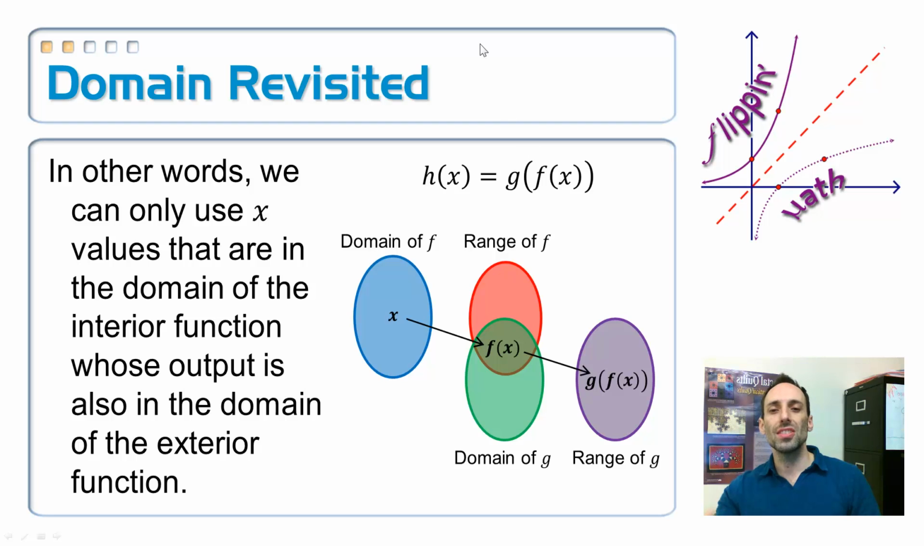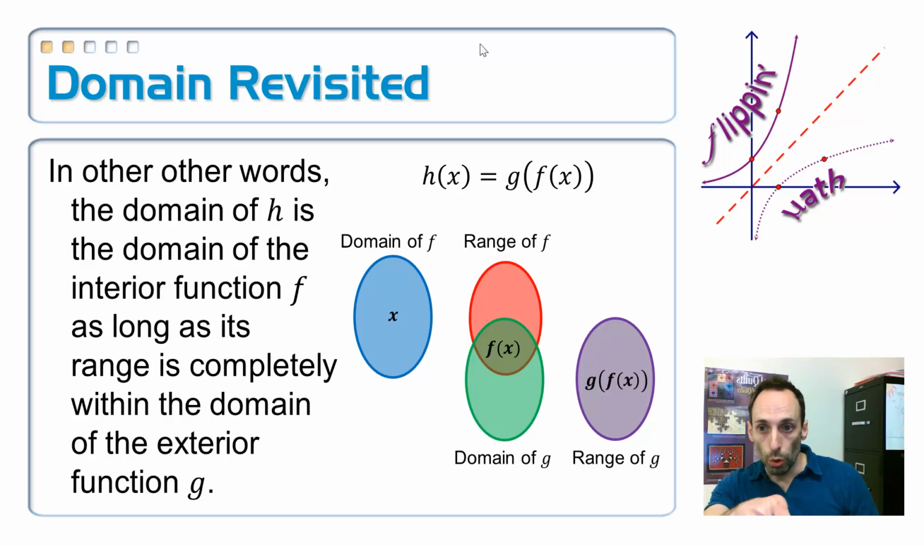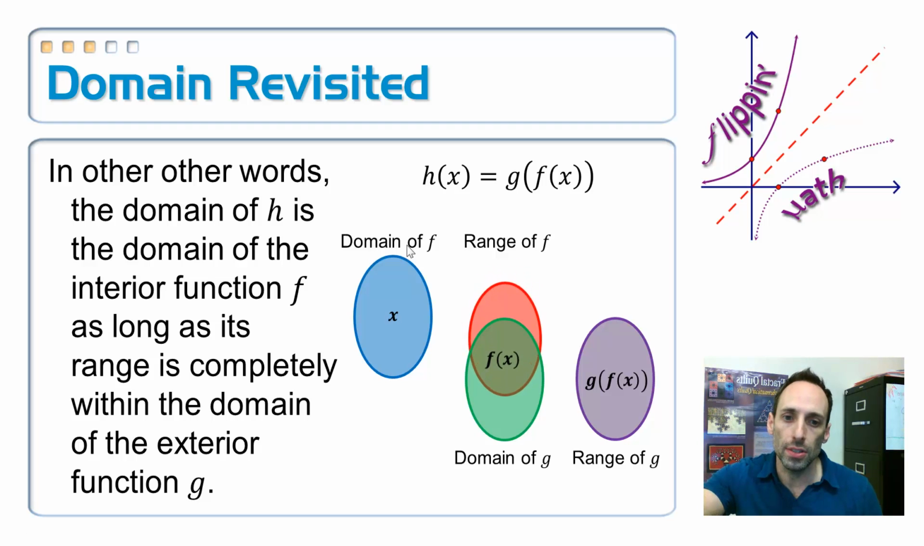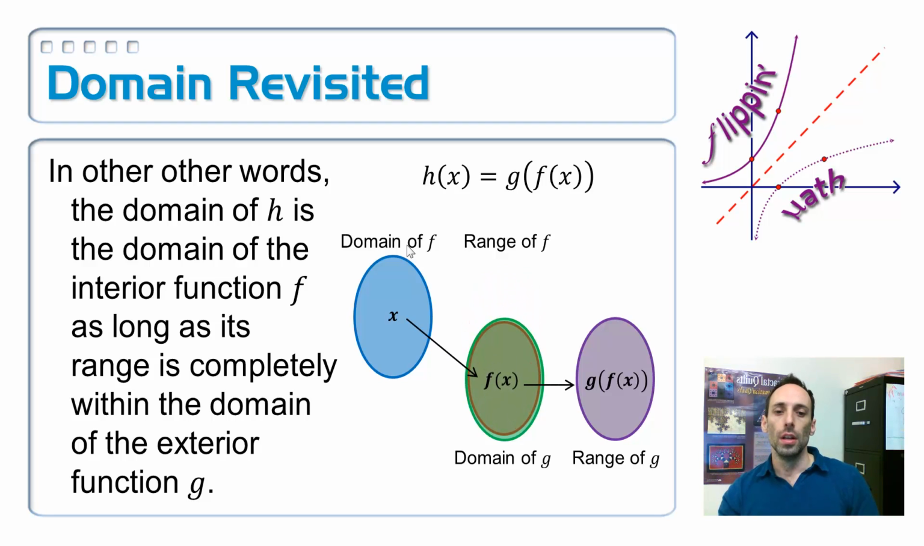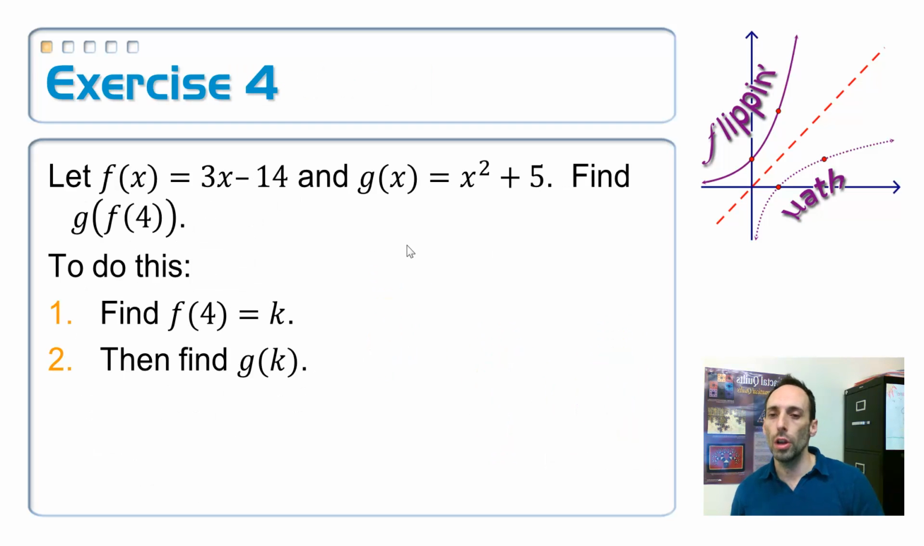Here's a simplified case. The domain of your composition, h, is going to be exactly the same as the domain of the interior function, f of x, as long as its range is completely inside the domain of the exterior function. Sometimes that happens. It always happens if it's all real numbers. That's the simplest case, but it doesn't always happen. So let's see if we can handle some of this. All right, are you up to it?